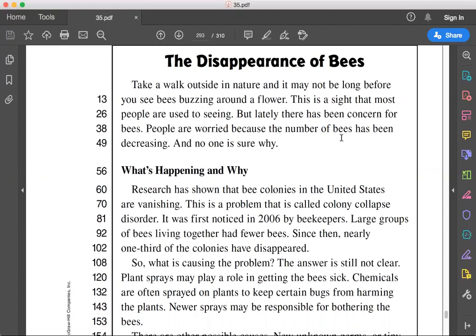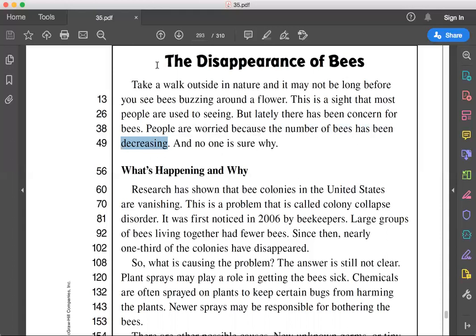So this introductory paragraph tells us that normally you can probably go out at this time of year and see bees buzzing around flowers. But there's a concern. A concern is like a worry. So it's something that's not really good. You're not sure about something. It seems that the number of bees has been decreasing. If it's decreasing, that means it's a lower number of bees.